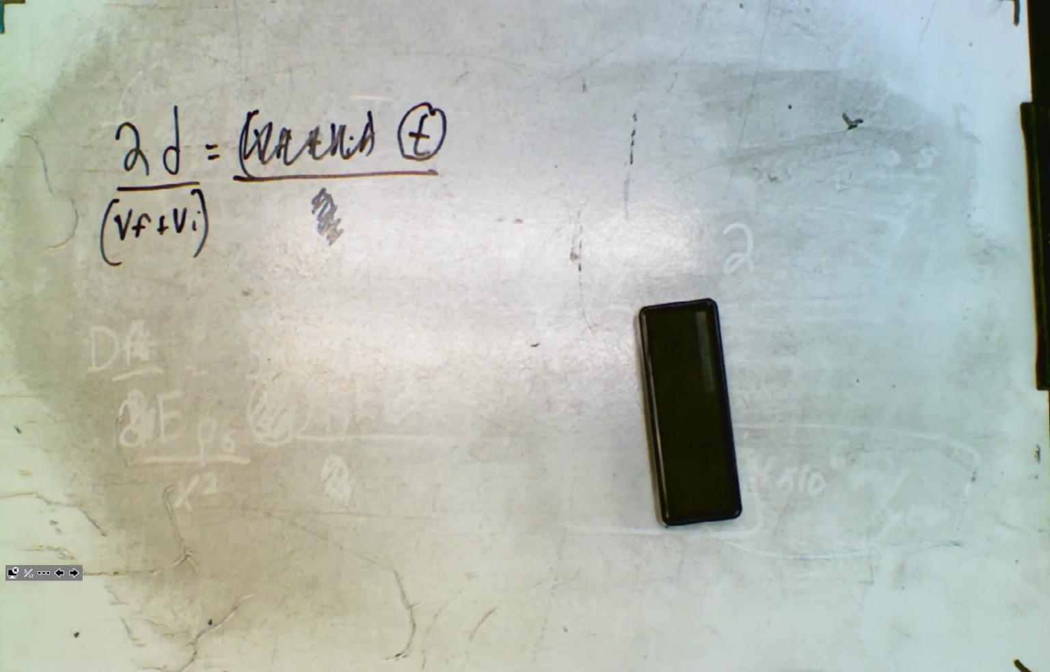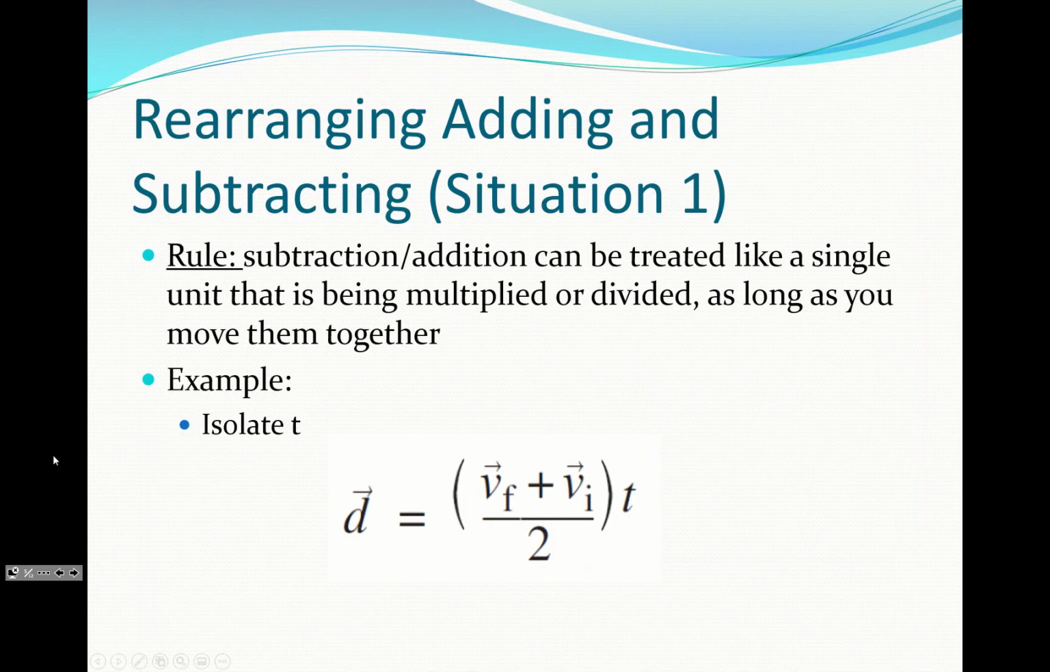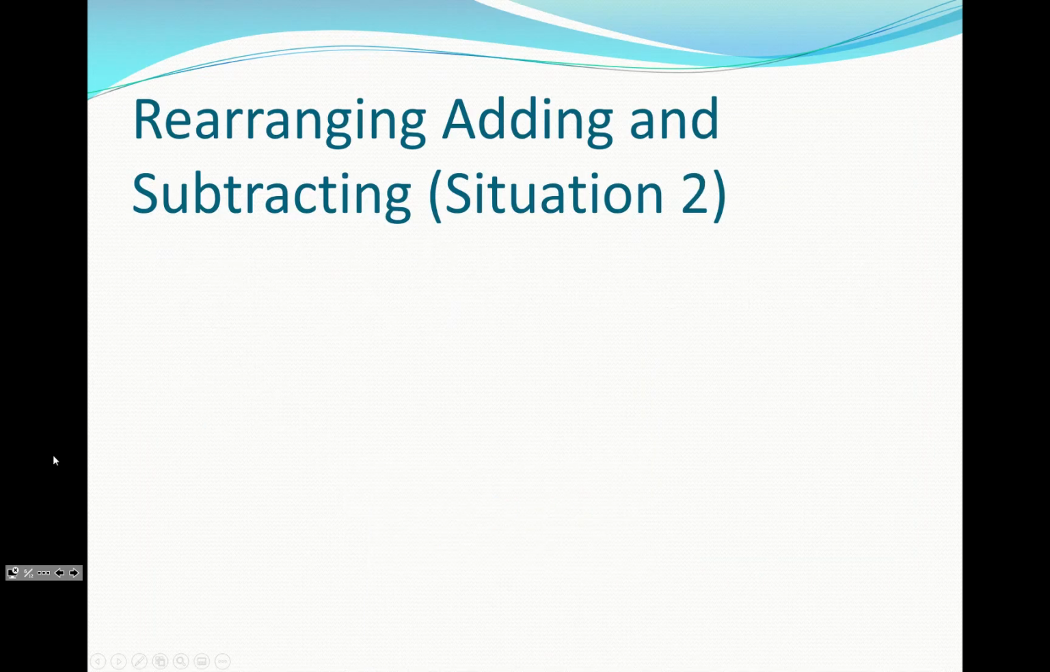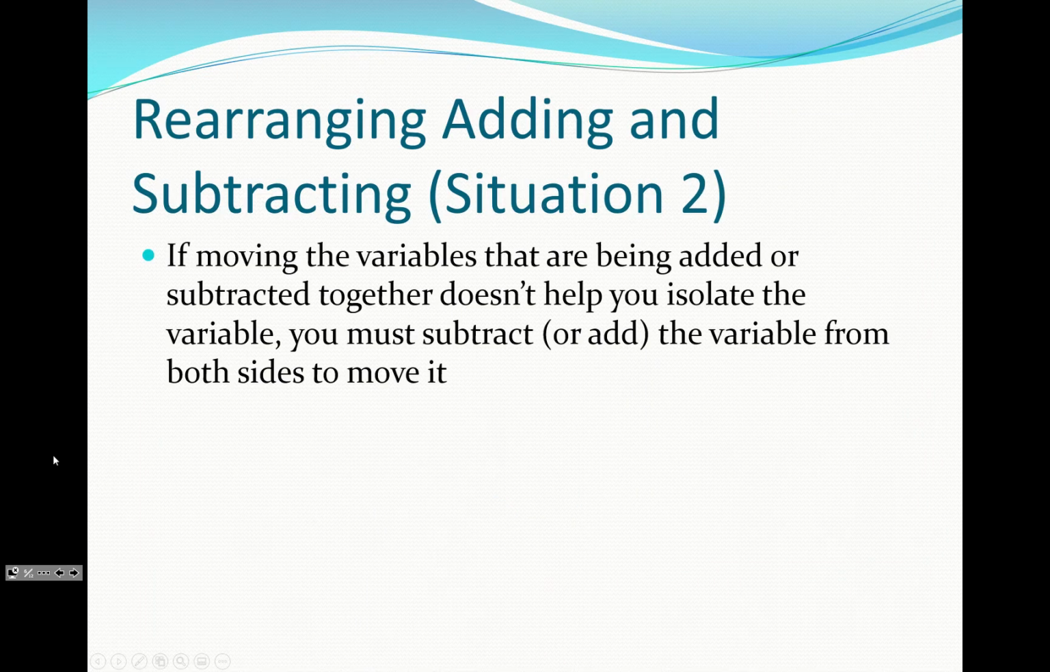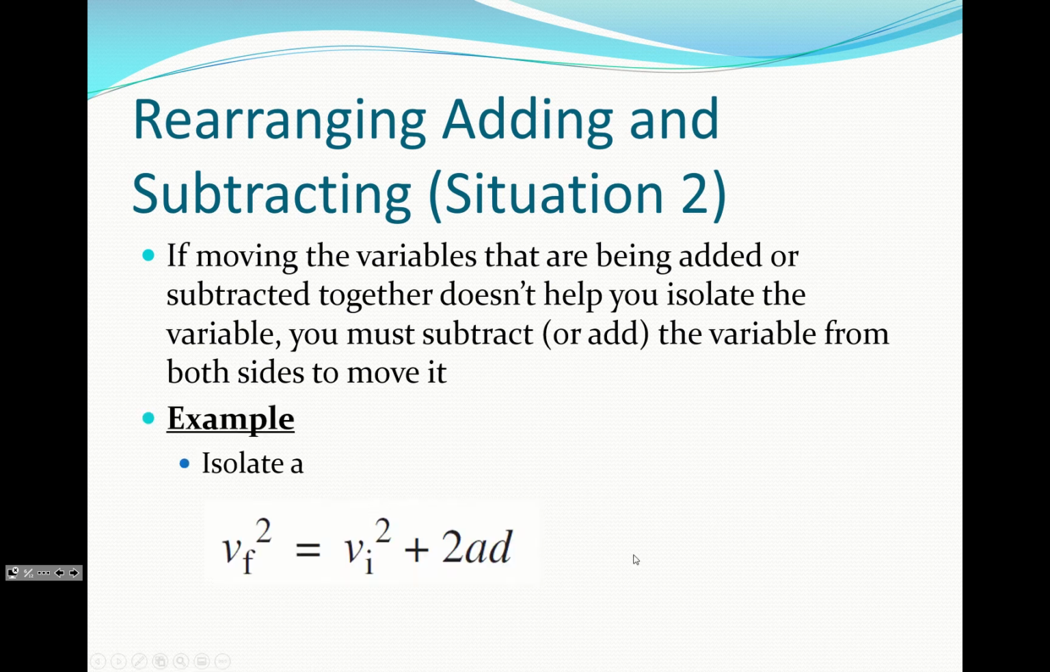Okay, so as long as you move your adding and subtracting together, when it's in brackets like that, it's no different than the first way we did. Okay, situation 2 is a little bit trickier. So if moving the variables that are being added or subtracted together doesn't help you isolate the variable, you must subtract or add the variable from both sides to move it.